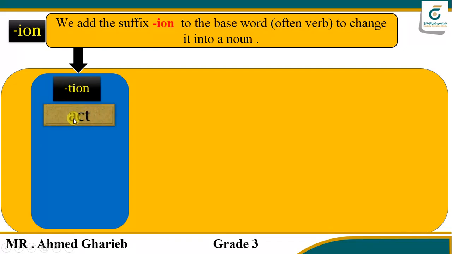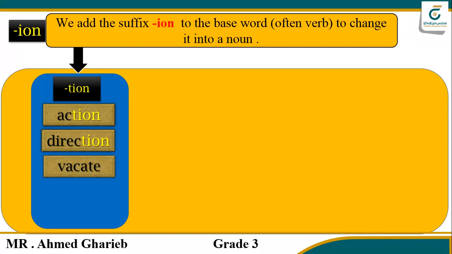The first one, tion, making the sound shin, like act, a verb. When we add ion, it becomes action, a noun. Direct. When we add ion, it becomes direction. British people say it differently. Okay. Vacate. When we add ion, it becomes vacation, a noun.